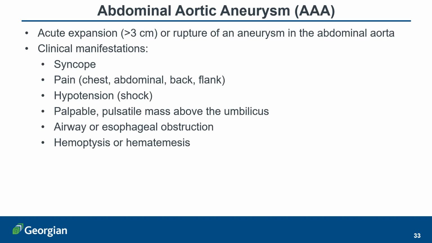In addition, there could be a palpable pulsatile mass above the umbilicus, right where the abdominal aorta is located. The rupture or the expansion of the AAA can lead to airway or esophageal obstruction. And lastly, if there is actual rupture, blood can pool in the lungs, leading to hemoptysis, or in the GI tract, leading to hematemesis, or the vomiting of blood.